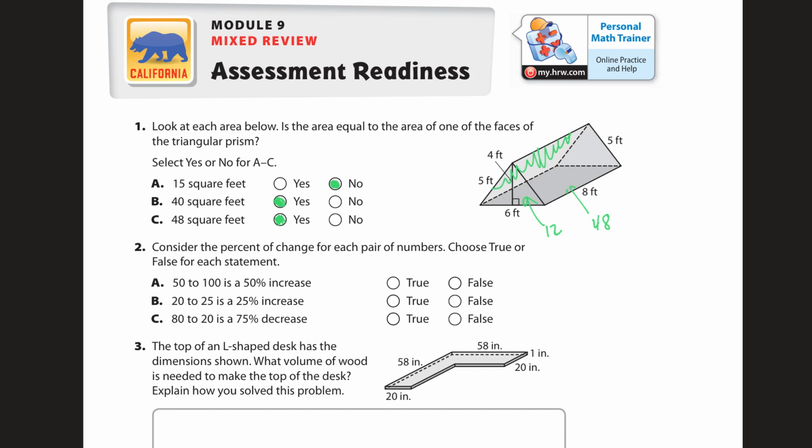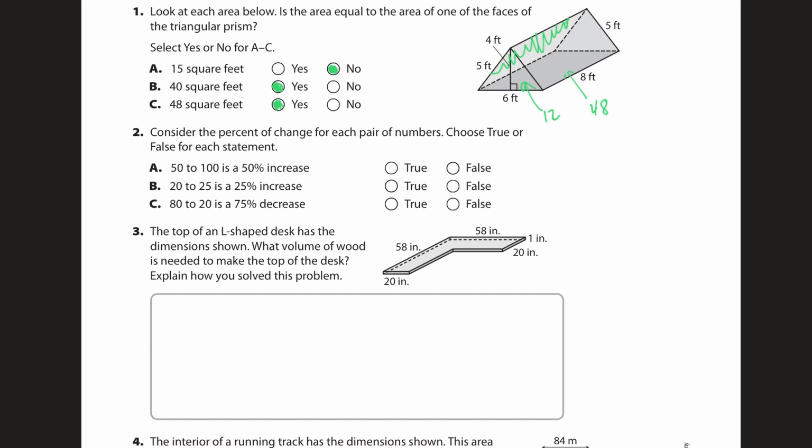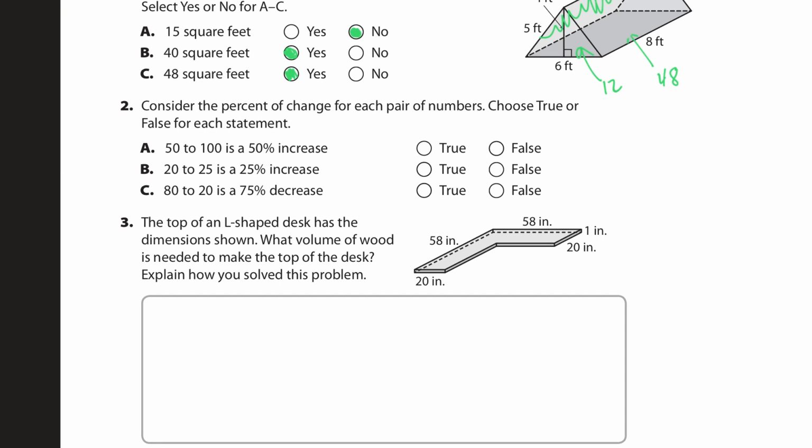All right. Consider the percent change. Consider the percent change of each of the pair of numbers. Choose true or false. Okay. So for 50 to 100, the percent change is a 50% change.